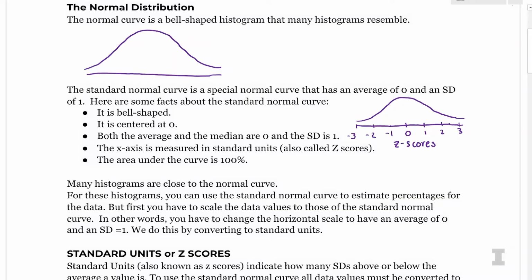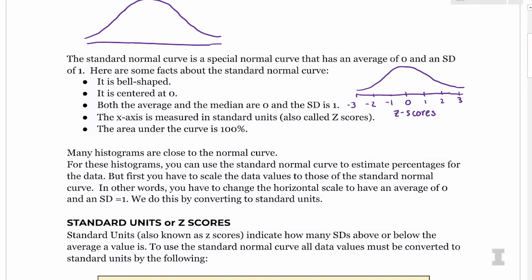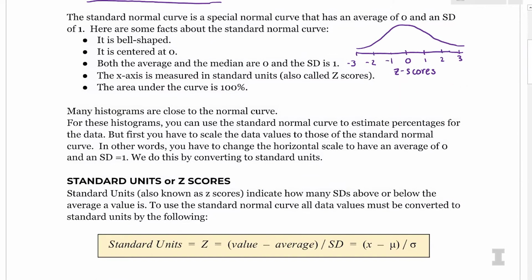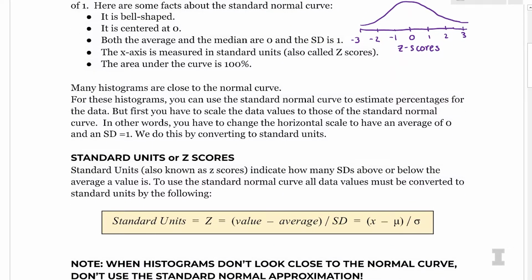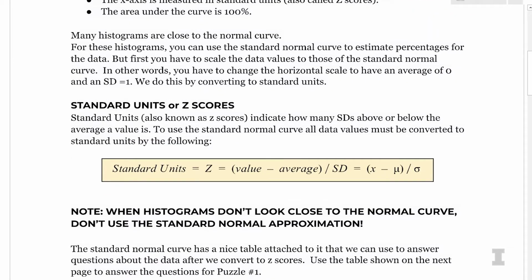We don't want to be drawing histograms, or even with Python, sometimes it's difficult to actually see those percentages just from a histogram. So we can do this, but first we have to scale the data to the values of the standard normal curve, or convert our data to z-scores. So in other words, we have to change that x-axis to have an average of 0 and an SD of 1. And we can do it by converting to z-scores, or standard units. And standard units have a nice, easy formula. I like to think of it as value minus average divided by standard deviation.